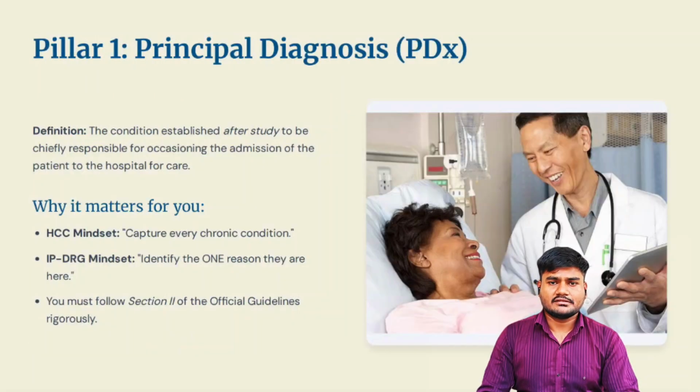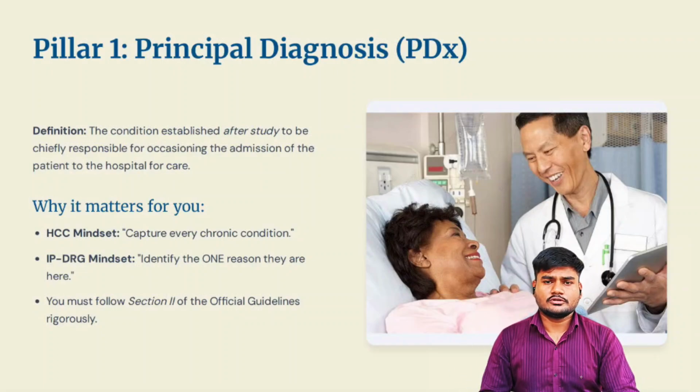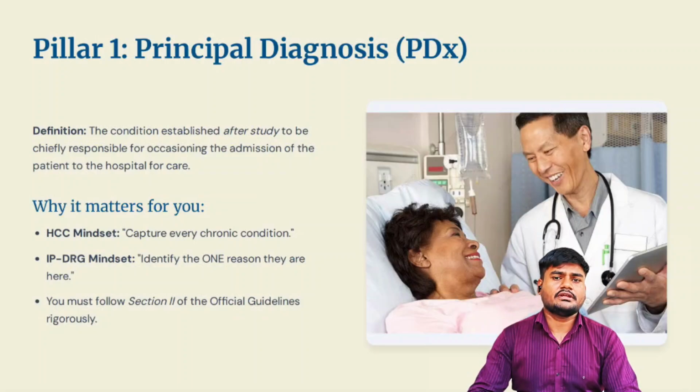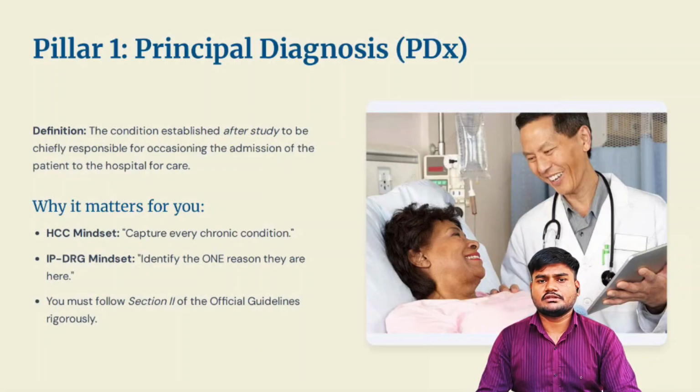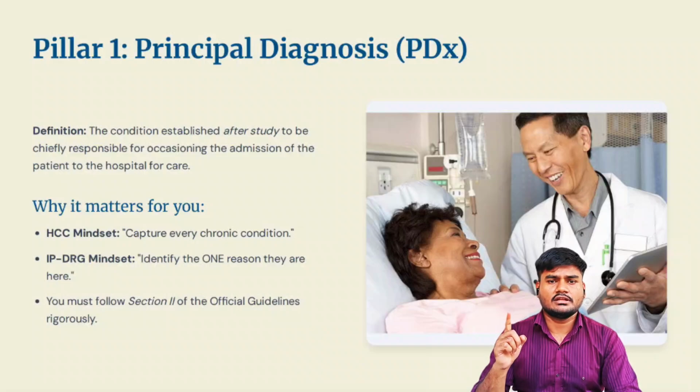The main reason, the principal diagnosis, is the first pillar. This is the most important one. The principal diagnosis, or PDX, is the one condition established after study that caused the admission. For example, a patient comes in with chest pain. We can't code that. After tests, the doctor confirms an acute heart attack. That MI is our PDX. The IP-DRG mindset is: what is the one reason they are here?